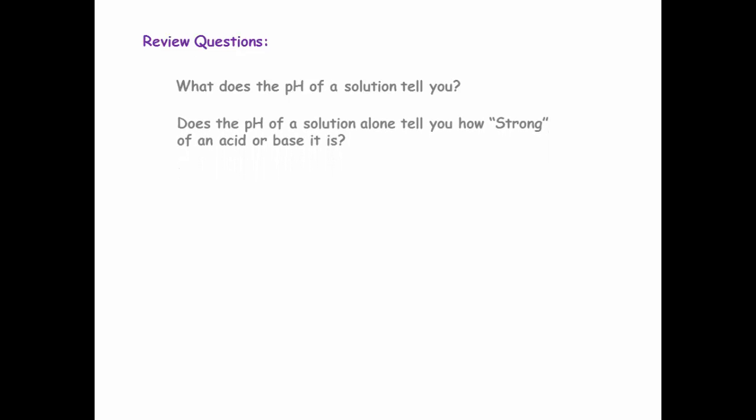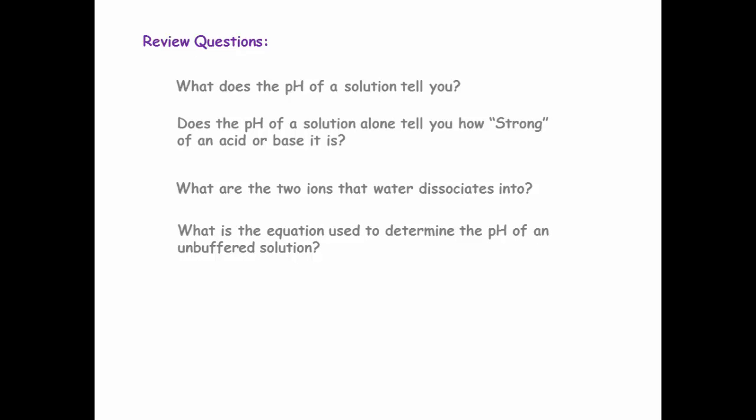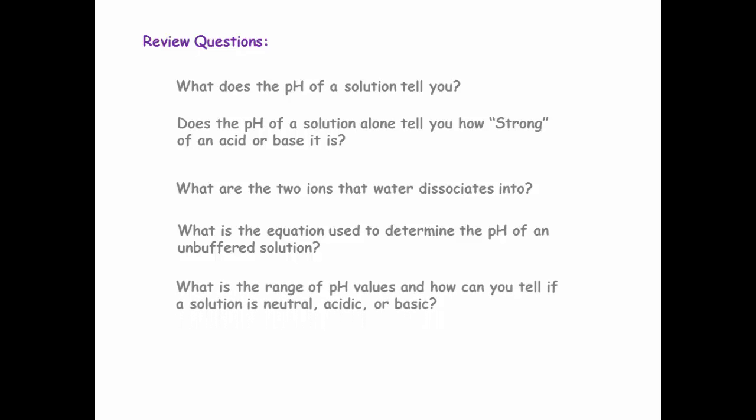So now that we're done with this, let's go ahead and go through some review questions. What does the pH of a solution tell you? Does the pH of a solution alone tell you how strong of an acid or base it is? What are the two ions that water dissociates into? What is the equation used to determine the pH of an unbuffered solution? What is the range of pH values, and how can you tell if a solution is neutral, acidic, or basic based on that value? How do you calculate the hydrogen ion concentration from the pH value of a solution?